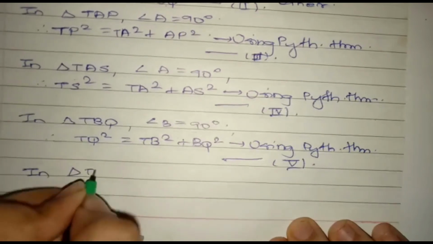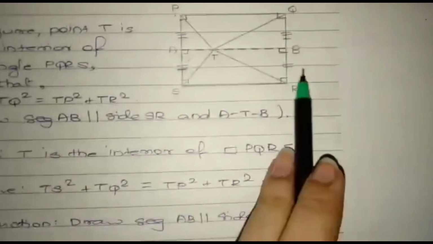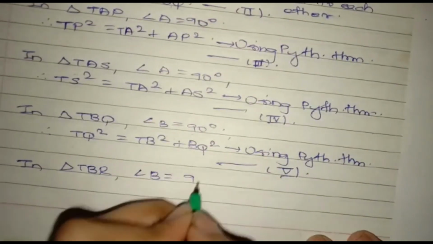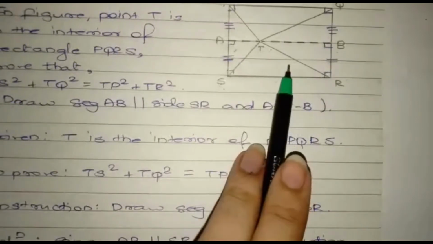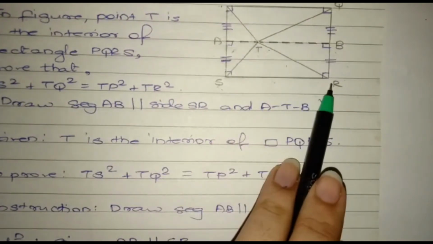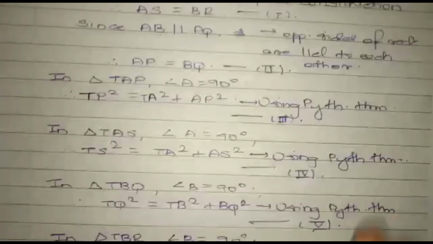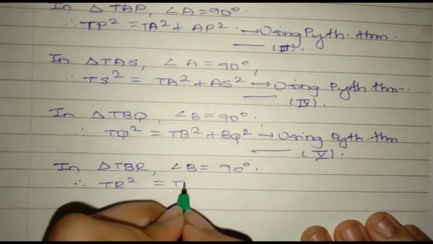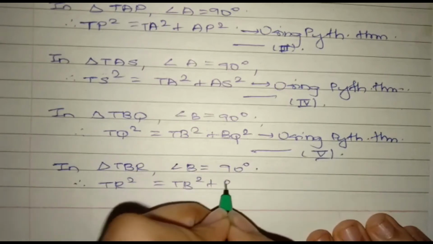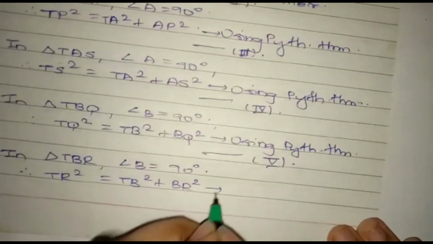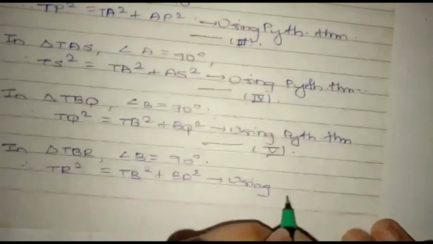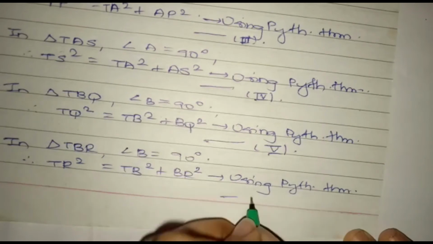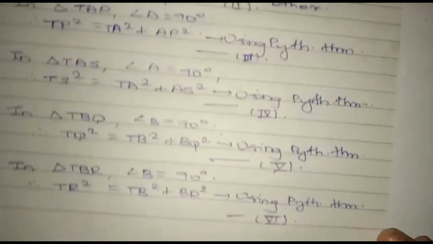In triangle TBR, again here angle B is 90 degrees. Therefore, using Pythagoras theorem, we will get TR square is equal to TB square plus BR square. Using Pythagoras theorem, we will consider this as equation number 6.